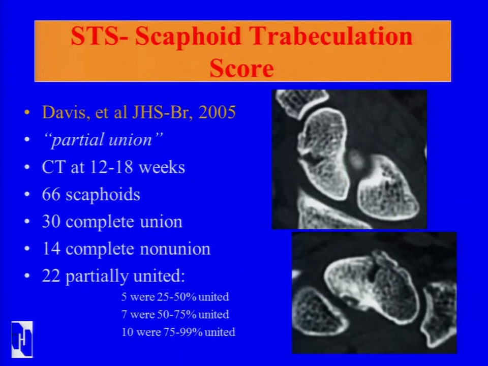Tim Davis further expanded on this, and he not only introduced, but at least got into the literature the topic of partial union. These things don't go from fracture, cast versus screw, to union in one day. It's a continuum. It's a highway. He took 60 scaphoids, CT'd them at 3 to 4 months, and found 30 had completely united, 14 had completely ununited, and then there were 22 fence sitters. So about a third of them were tweeners, distributed amongst quarter to half healed, and half to three-quarter healed.